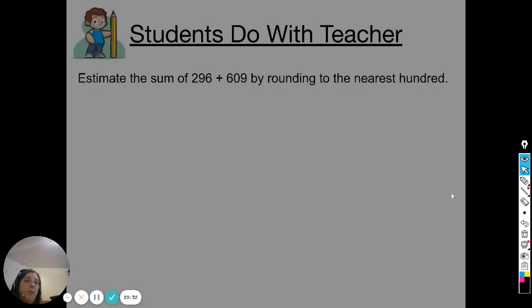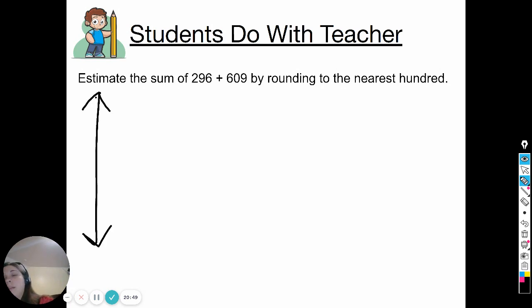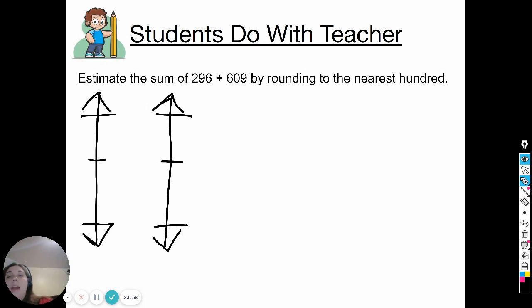Okay, go ahead and pick up your whiteboards where you're going to do this example with me. Estimate the sum of 296 plus 609 by rounding to the nearest 100. First, I want you to draw your two vertical number lines, with your bottom, top, and halfway. I'll give you a minute to get those vertical number lines ready.